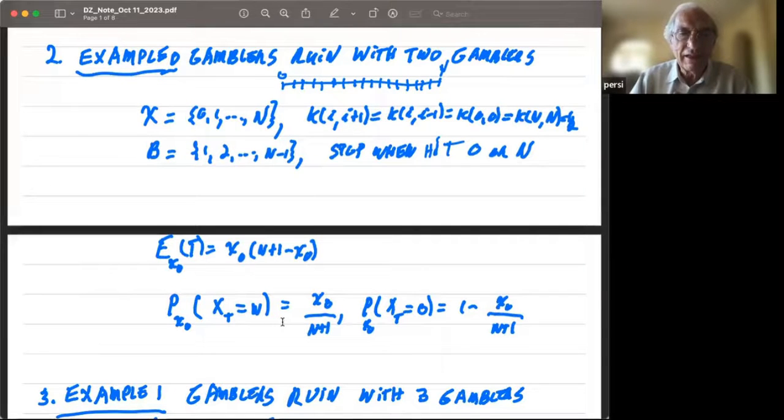Well, it's that you stop at n, it's x naught over n plus 1, and the chance that you hit 0 first is 1 minus that. So it's a little surprising. If I had $1 and Doran had n minus 1 dollars, say $99, and we're flipping a fair coin, it's unlikely that I'll win, that I'll wipe Doran out, but it's not so unlikely. It's not exponentially unlikely. The chance that I win the $100 altogether is 1 over 100. So it's a little surprising.